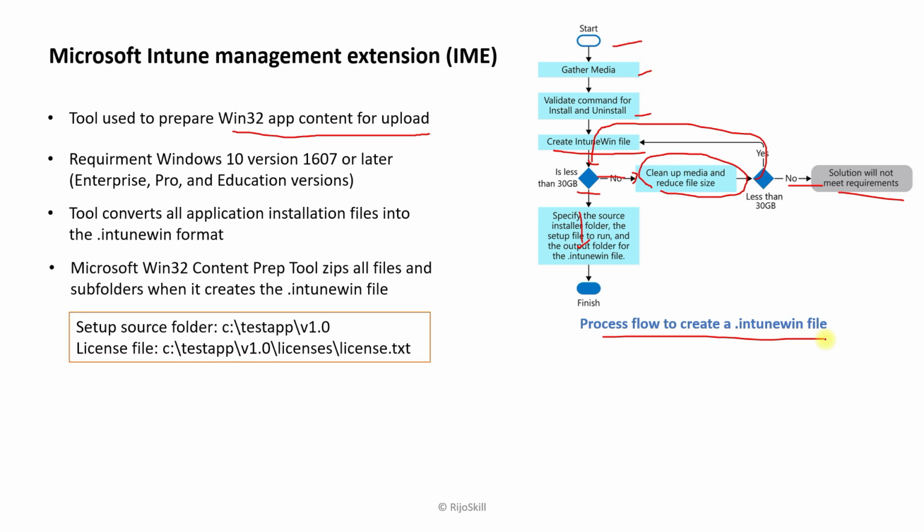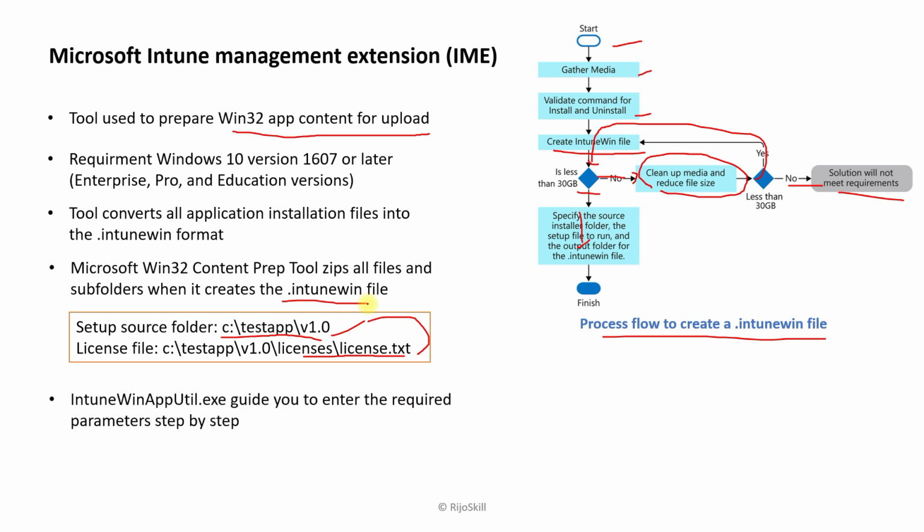The Microsoft Win32 content preparation tool zips all files and subfolders when it creates the .intunewin file. So what do we mean? For example, you have the source C:\test application version 1, and in the same folder you have license.txt. Both files will be zipped as the .intunewin file. Very important: don't put the files in another folder. If you need the application relationship, such as the license or something else, put everything in one folder. Then you start the Microsoft Win32 content preparation tool to convert into the .intunewin file.